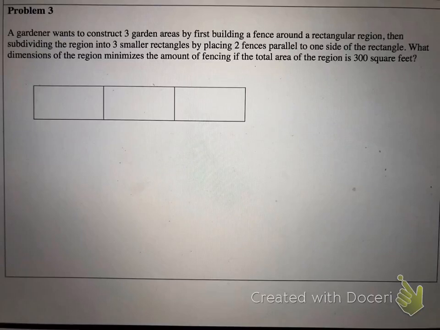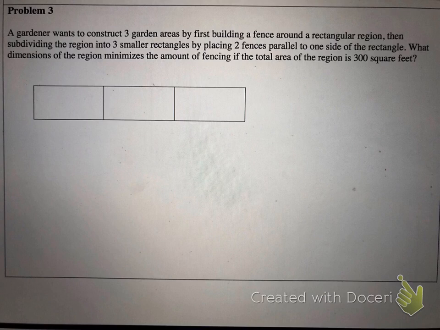Okay, so for this problem, a gardener wants to construct 3 garden areas by first building a fence around a rectangular region, then dividing the region into 3 smaller rectangles and placing 2 fences parallel in between them. That's these right here.